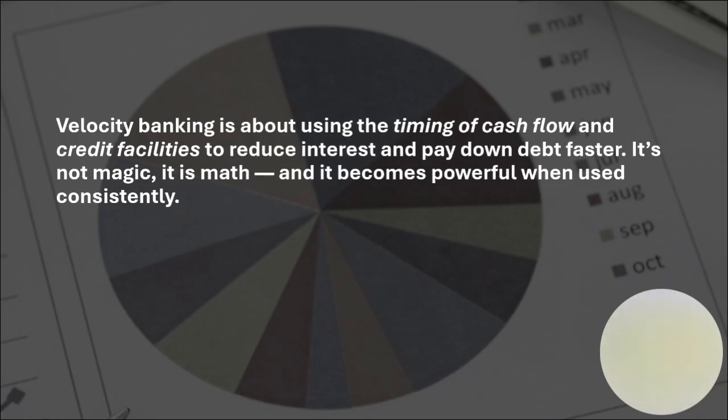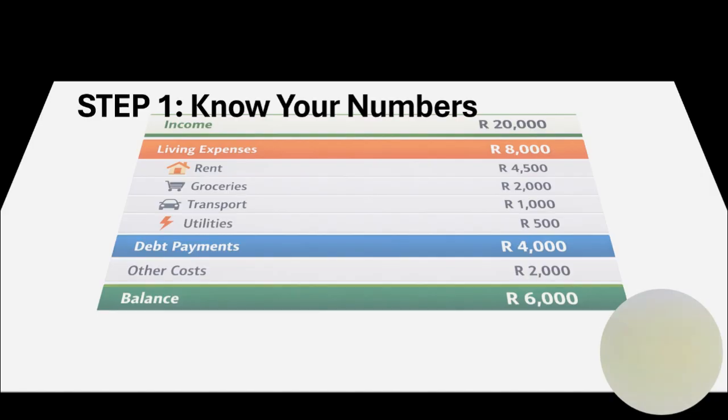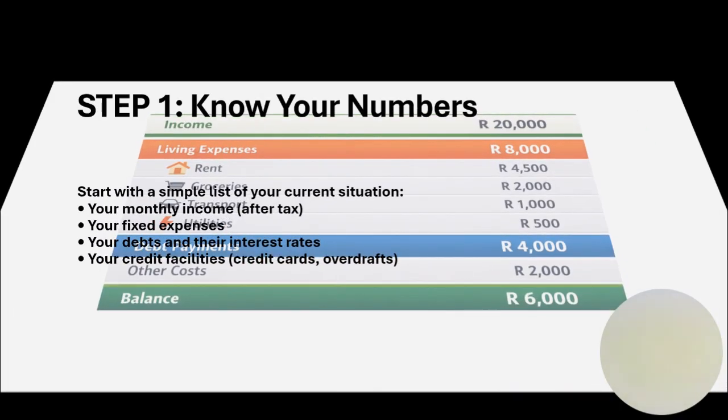So the first step of doing velocity banking is knowing your numbers. That is just understanding your banking. First step, you look at how much you earn after all the deductions, not just the tax, your medical aid, if you have medical aid, and all the other deductions that your employer deducts from your salary. So you must understand how much you are earning after all those deductions have gone through.